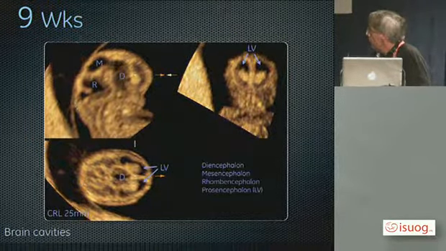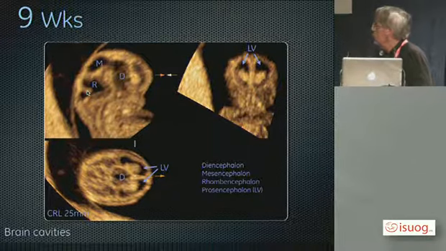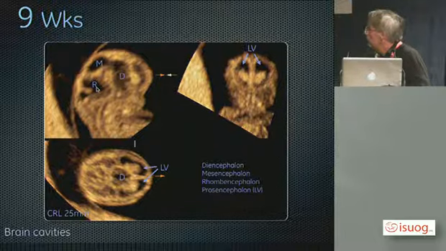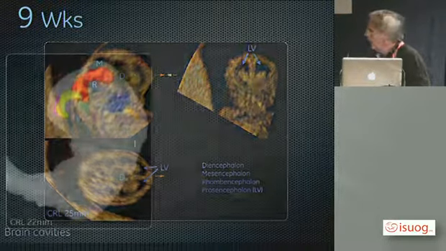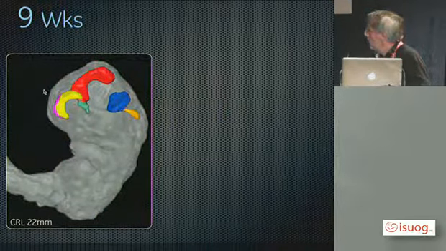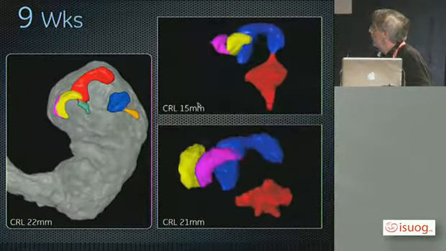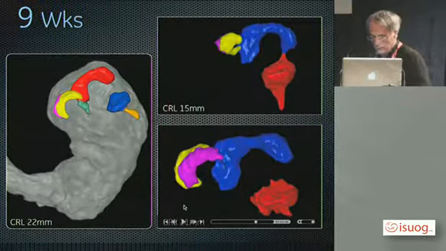9 weeks, the rhombencephalon reduces in size, and we have a fold of the rhombencephalon. This one will give the 4th ventricle. This is the mesencephalon, the diencephalon, and on the anterior part, the prosencephalon gives the 2 lateral ventricles with the choroid plexus inside. And this is the position of this brain cavity inside the embryo, and you can compare between 8 weeks and 9 weeks.